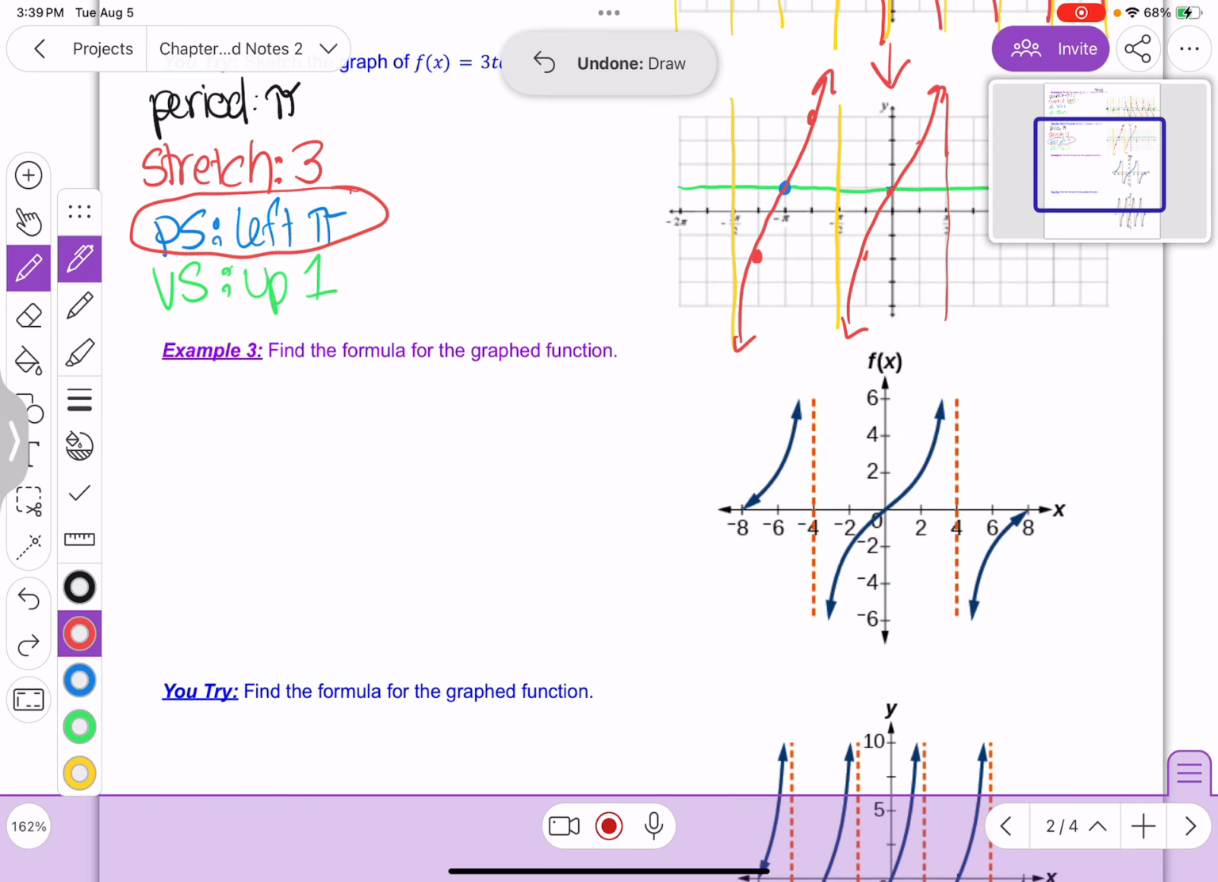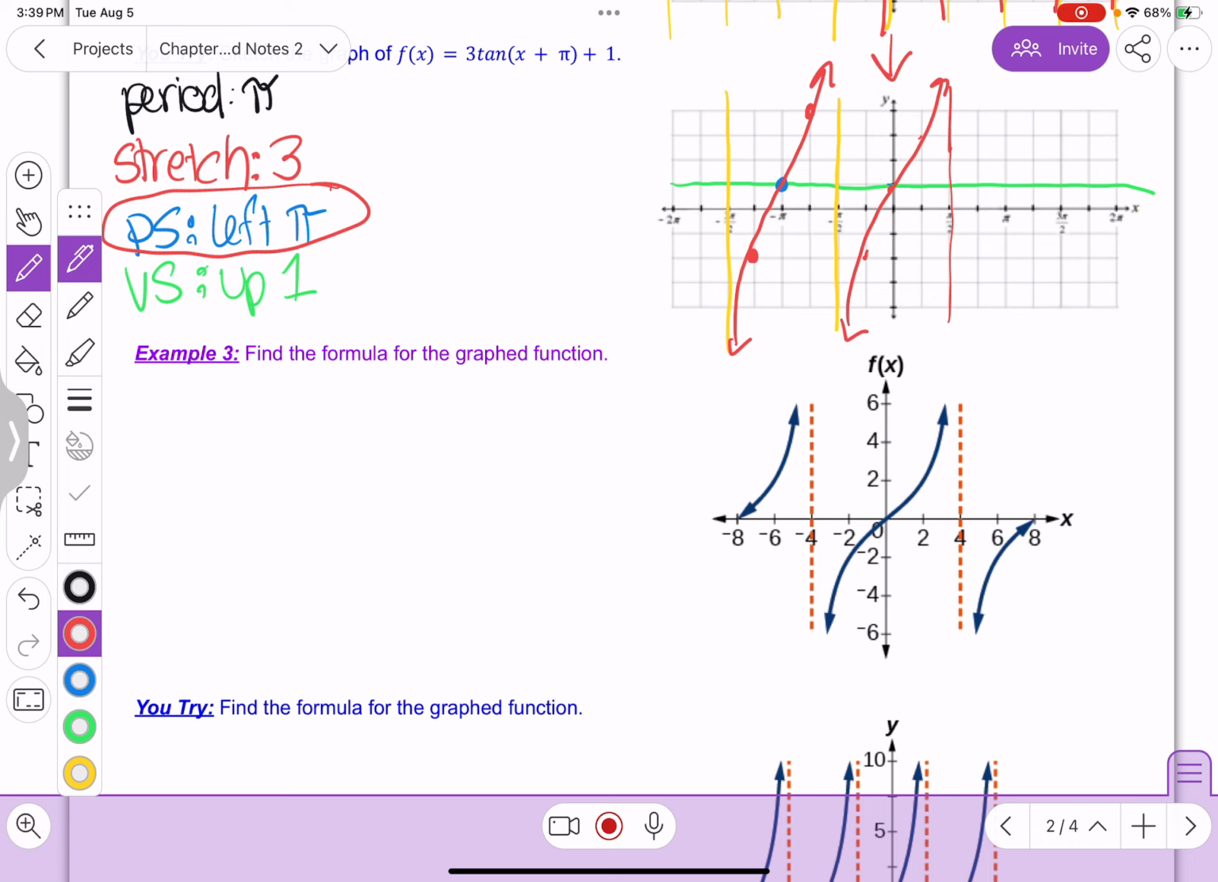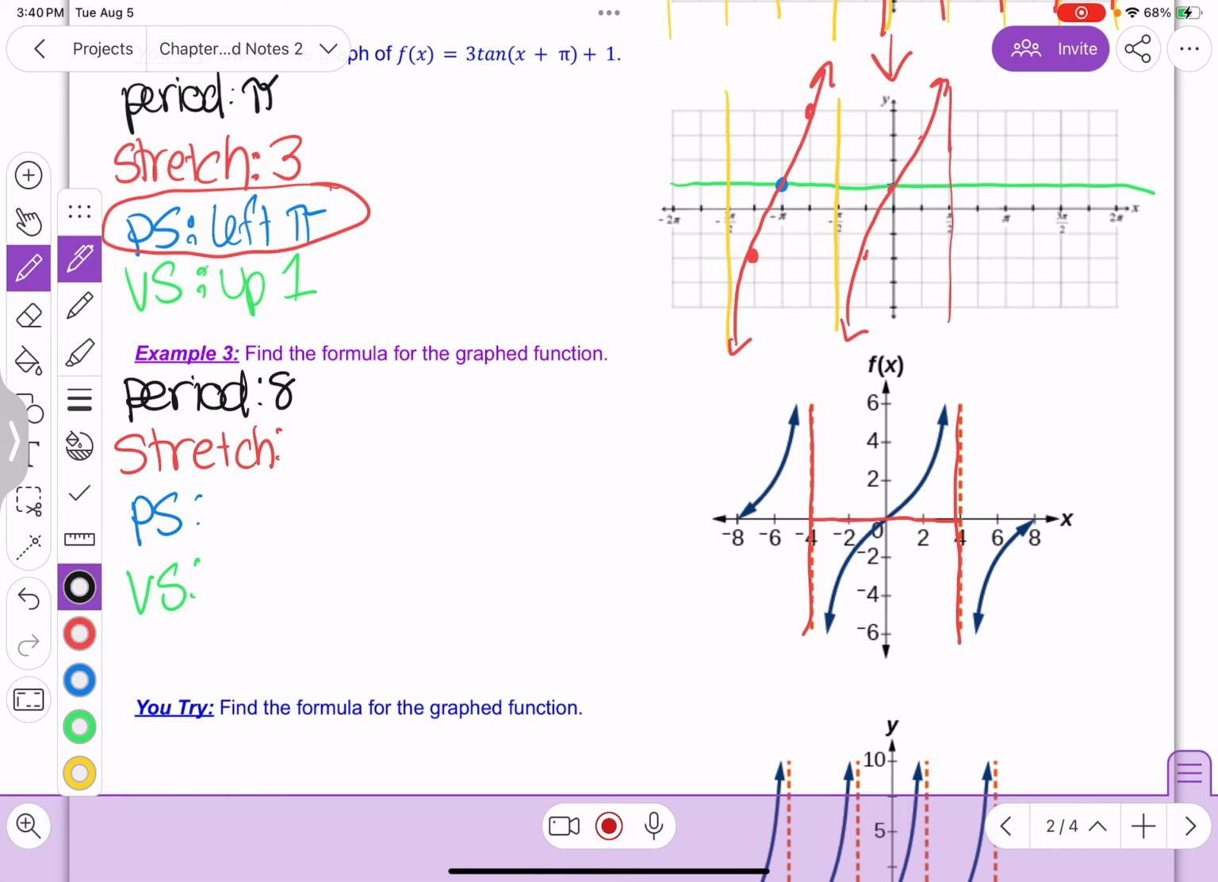So now let's go in reverse. Find the formula for the graphed function. So first, we need to find all of the things: the period, the stretch factor, the phase shift, and the vertical shift. So period, how far between those asymptotes? So from -4 to 4 is 8. So the period is 8. So to get that for the equation, we would do pi divided by 8, which is pi over 8.